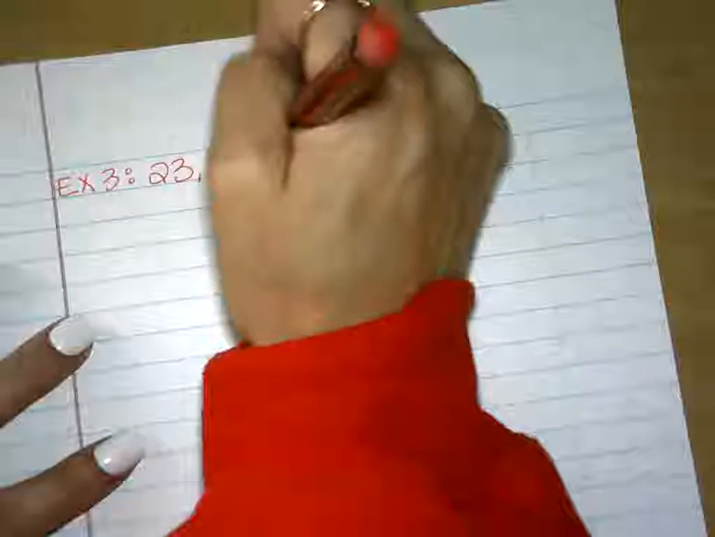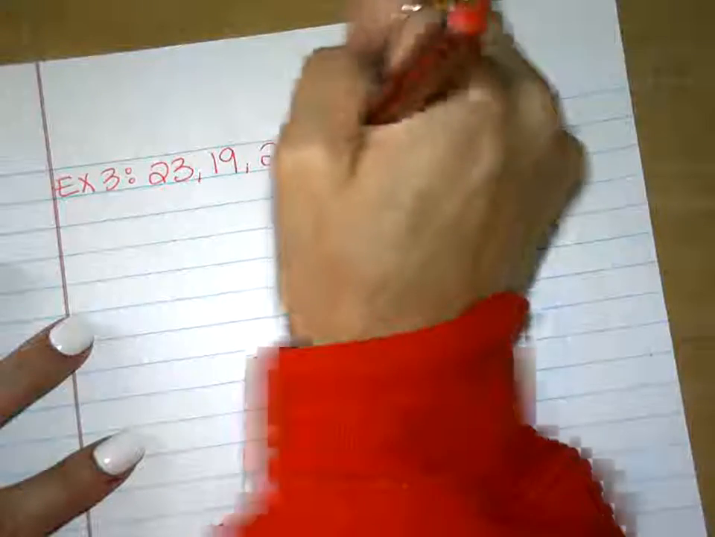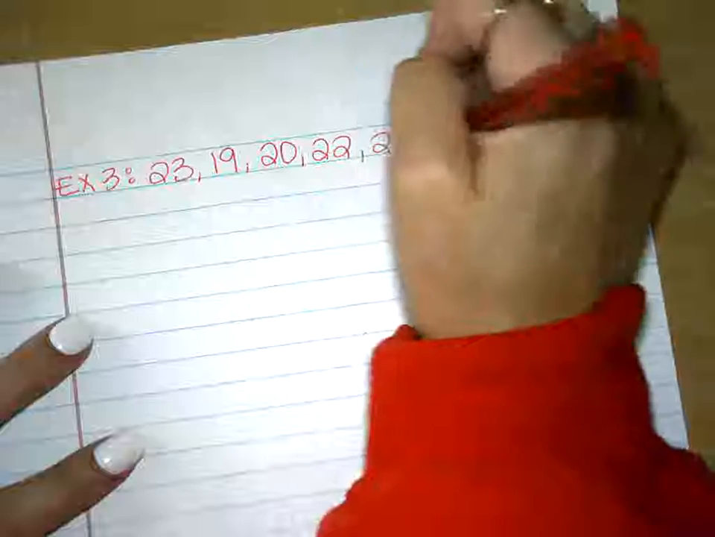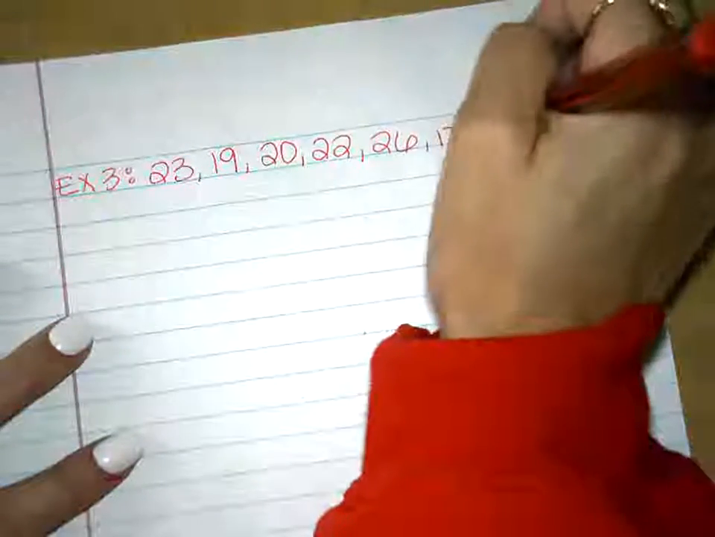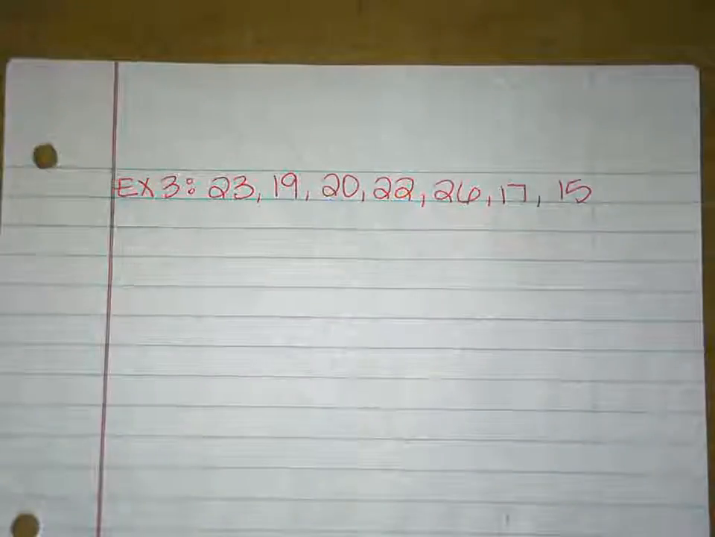The last part I want you to do for homework is you guys are actually going to try one of these on your own. And we will fix it in class. Remember, it is okay to get it wrong. There is nothing wrong with that. So here's the numbers I'm going to give you. Example 3: 23, 19, 20, 22, 26, 17, and 15.